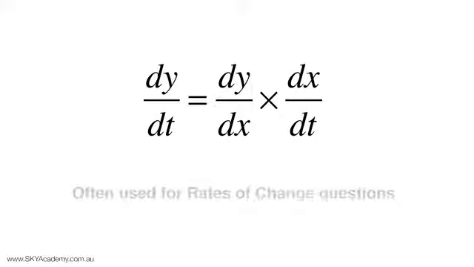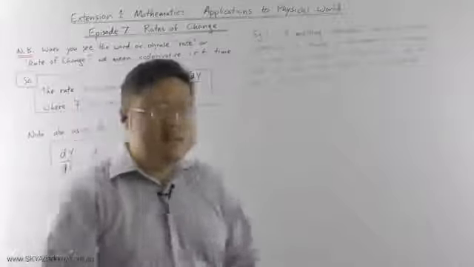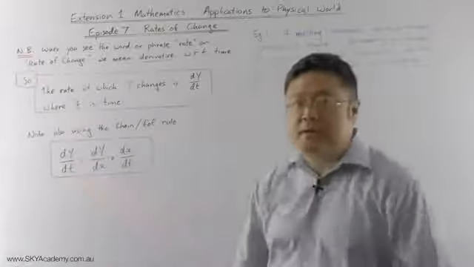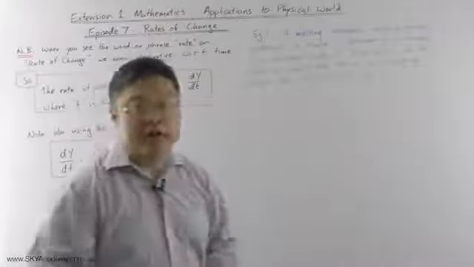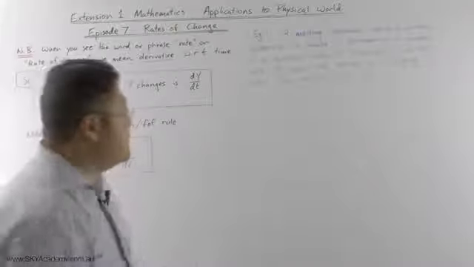And we often use that when we're dealing with questions that deal with rate of change. And I've got an example up on the board that could be very useful for us to really demonstrate how the chain rule works. And this is really where the extension 1 component comes into it. So let's read this question and have a go. A melting snowball, which is always spherical in shape, is decreasing in volume at a constant rate of 8 cubic centimeters per minute. Find the rate at which the radius is changing when the radius is 4 centimeters. Okay, so let's break this down as much as we can.